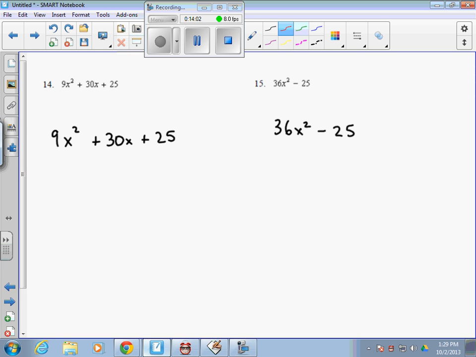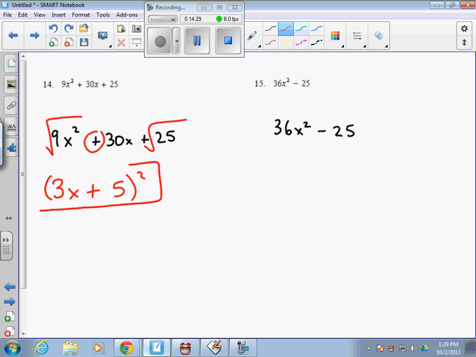Number 14, we're factoring this out. 9x squared plus 30x plus 25. This is a perfect square trinomial because you could take the square root of 9x squared and get 3x, and the square root of the third term and get 5, just like we're doing with completing the square. So we have 3x and 5. The sign in front of the second term tells you that it's going to be plus in the middle, and we're going to square it as a binomial. That is factoring it out.